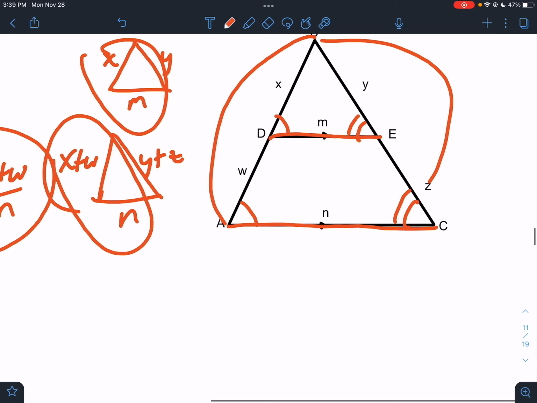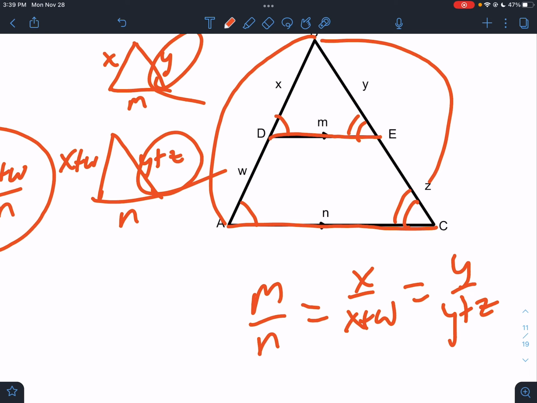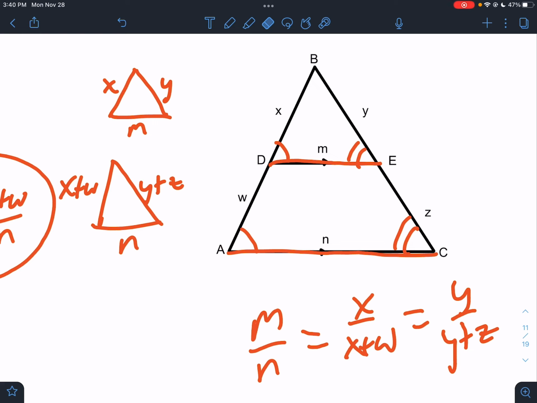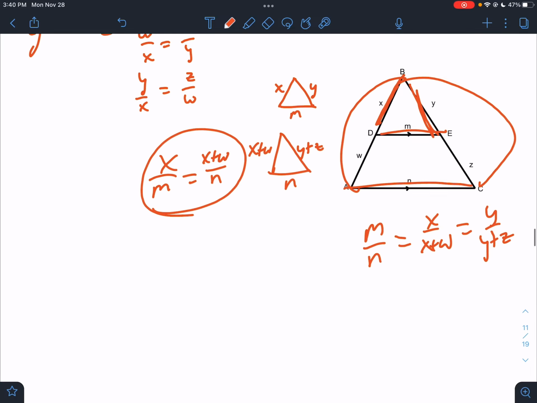What if I said m over n? There's actually 2 answers. What would m over n equal? Look at the triangles. M over n would equal x over x plus w or y over y plus z. It's got to be the entire side. So guys, if you're using the actual parallel lines, you think about the triangles. If I said m over n, that's the bottom of the small over the bottom of the big triangle. Equals x, small side, over x plus w, big side. Equals y, small side, over y plus z, big side.